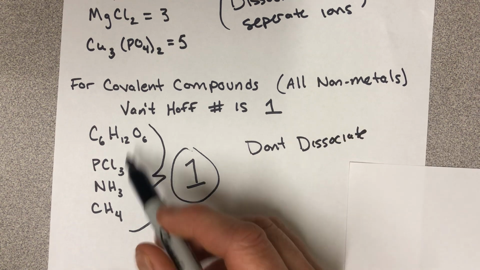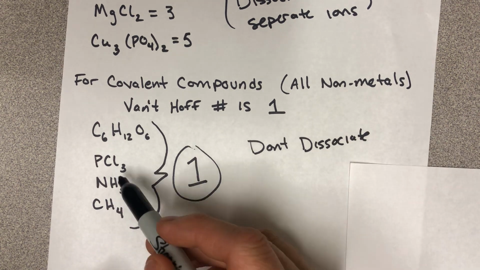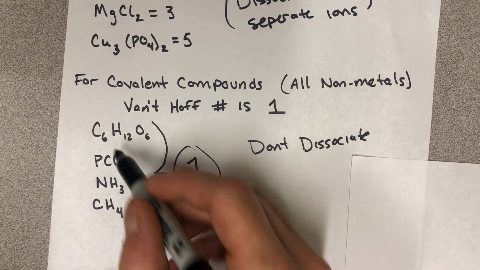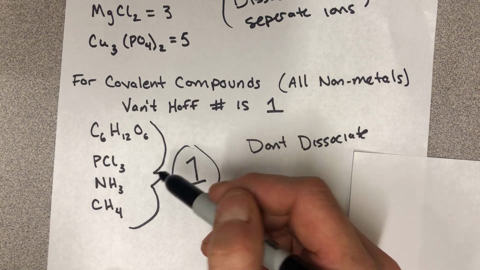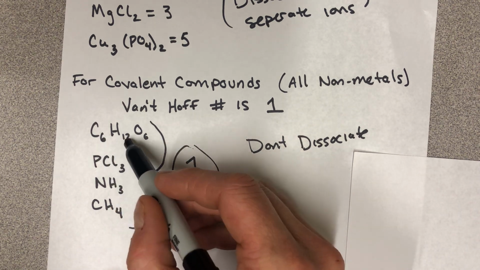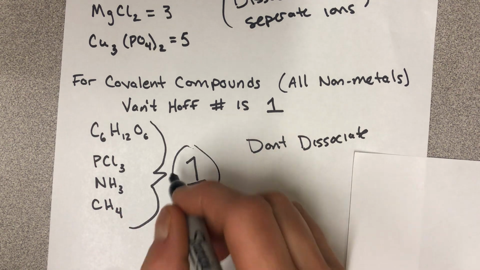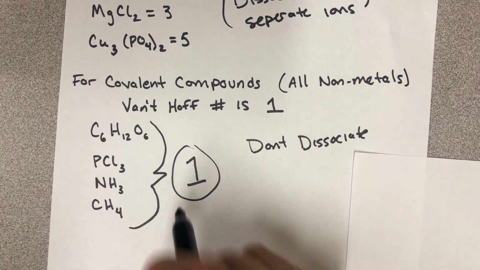They will just sort of dissolve into individual molecules, but they don't come apart into individual carbons, hydrogens, and oxygens, or anything like that. So don't add up the subscripts of covalent compounds. The Van Hoff number for these guys is always just 1.